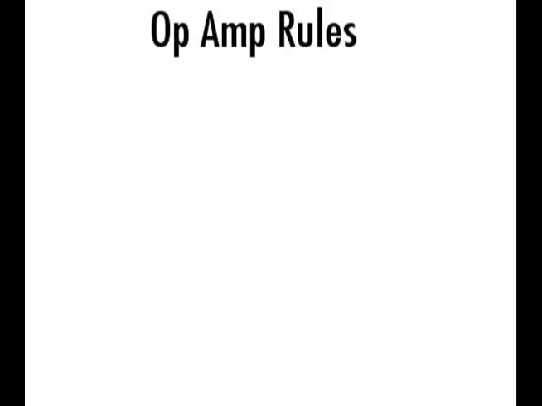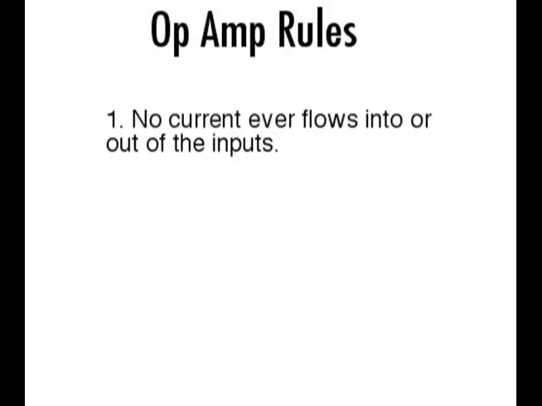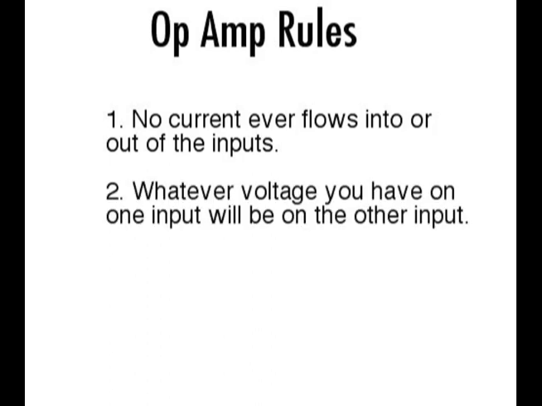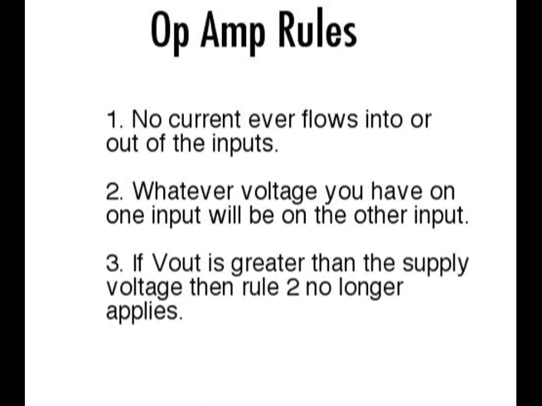First thing you need to know is a few rules about op amps. Rule number one is that no current ever flows into or out of the inputs. That is always true. Rule number two is that whatever voltage you have on one input will be on the other input. Now that's not always true, but it's a good place to start. And rule number three is if V out is greater than the supply voltage, then rule number two no longer applies. So that's why rule number two isn't always true.